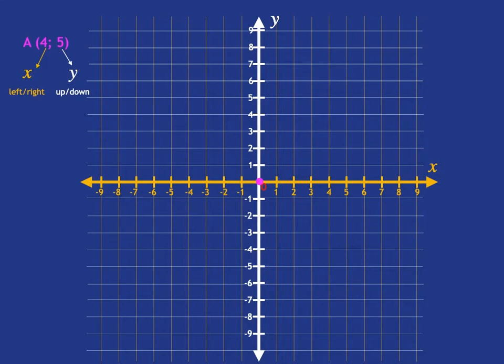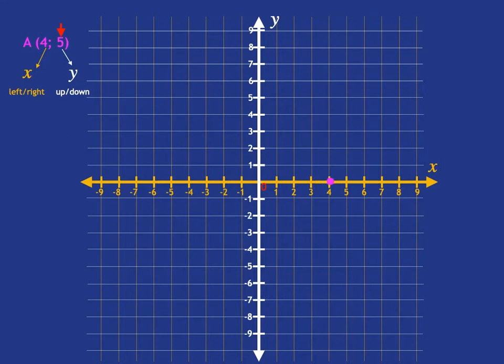Then we start with our X, which is the first number of the coordinate pair, so it's the 4, and that tells me how far left or right to go. So we first just do a nice calm walk along the flat old left to right. And if it's a positive 4, we must move to the right. So we move 1, 2, 3, 4 steps to the right.